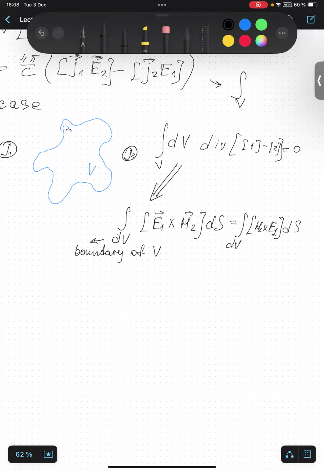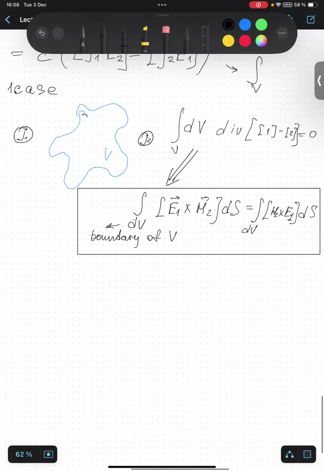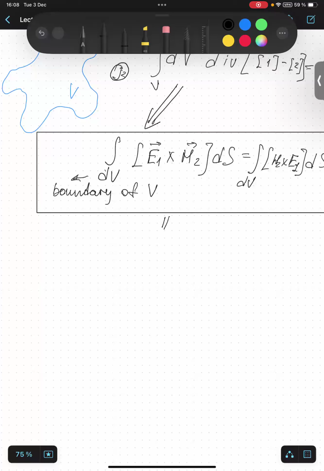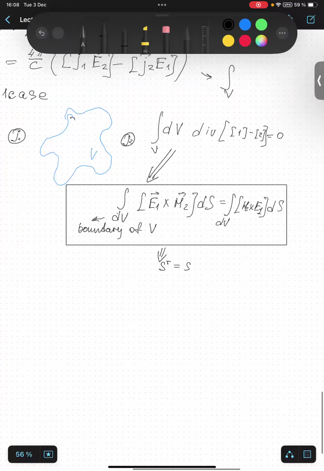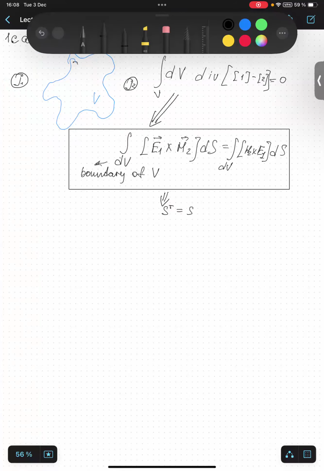So this is the reciprocity theorem in this case when our volume doesn't contain sources. This actually results in this relation that we obtained for S matrices, but it has to be proved actually, but maybe I will prove it later. It was the first case.